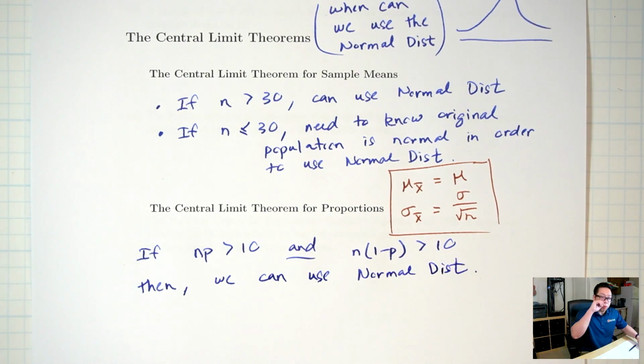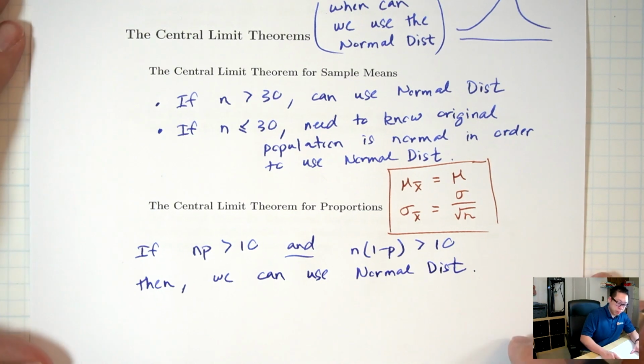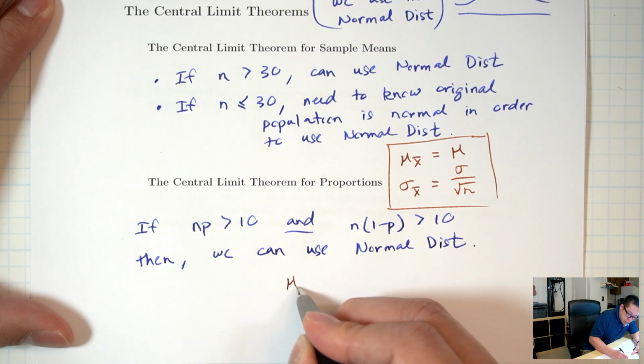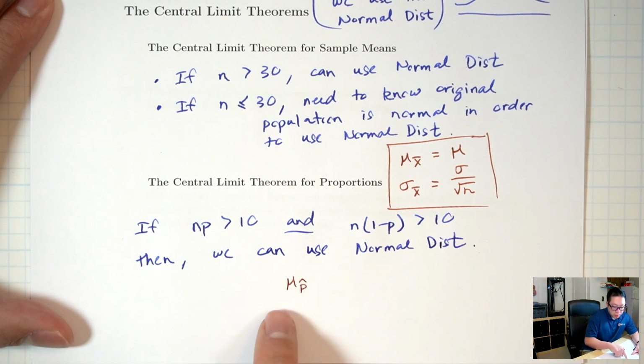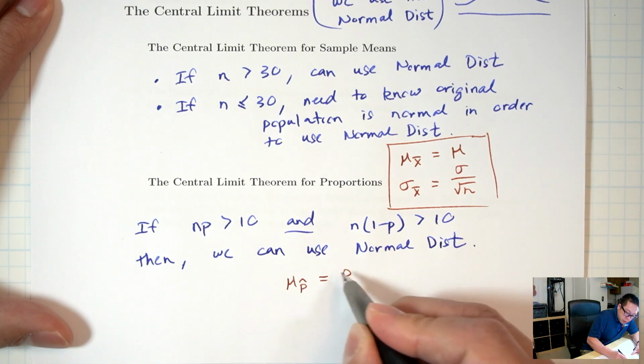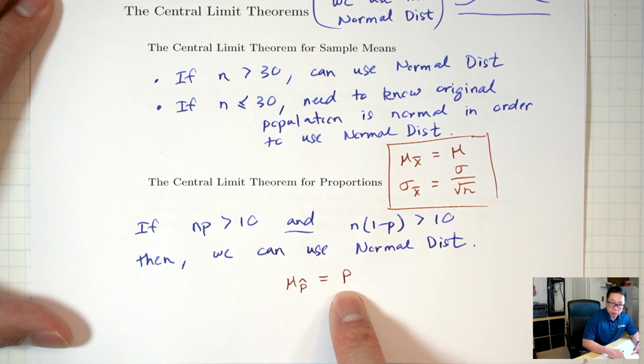And what mean should we use and what standard deviation should we use? So in the proportion situation, okay, so I'm using this to distinguish the proportion situation from the mean situation. So in the proportion situation, the mean we should use is the population proportion. So this is the proportion from the entire population.